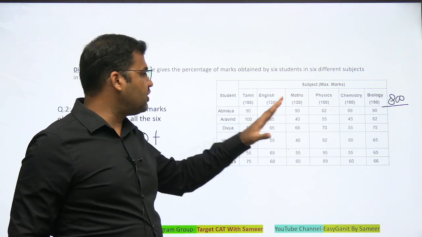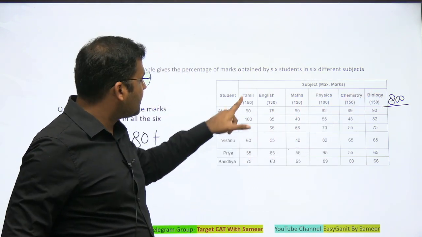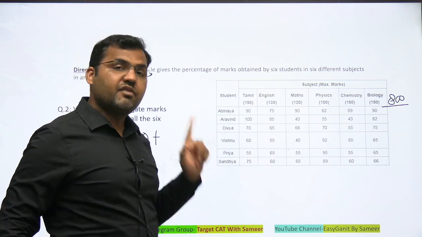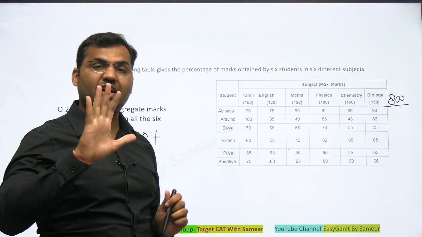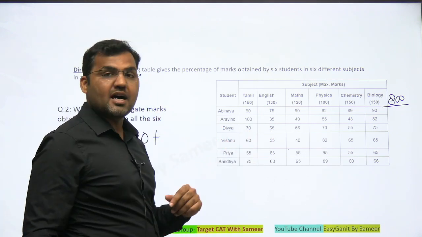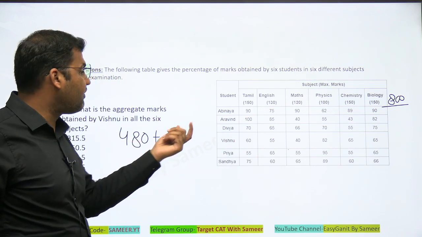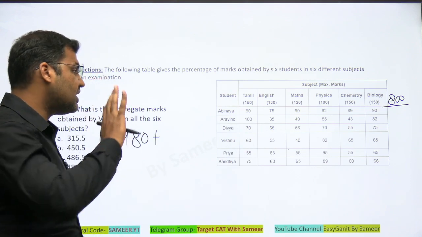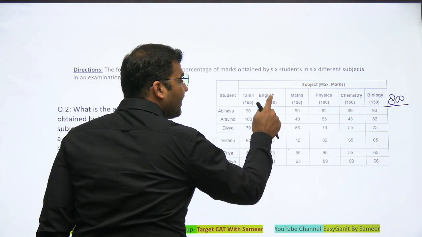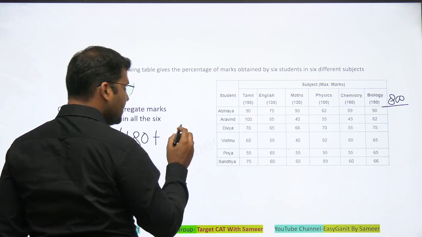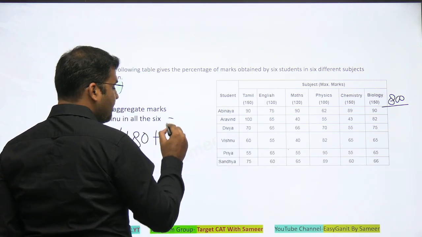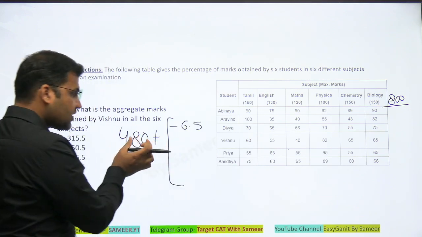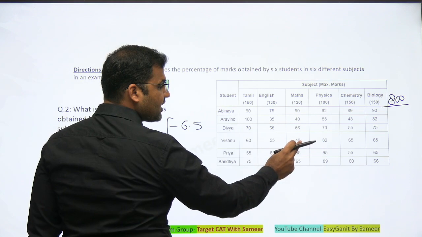I have assumed 60% marks in every subject. In Tamil, he's getting 60. I have taken 60, no problem. English, he's getting 55, but I have assumed 60. So there's 5% less marks as compared to my assumption. I have counted 60% in English, but the actual marks are 55. That means 5% marks are less in English. So 5% of 130 is 6.5, but because this is less, you need to subtract 6.5 marks from your assumption.